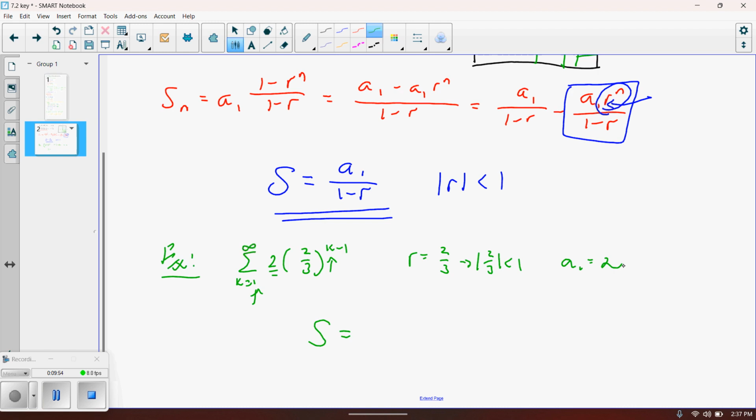So then according to our formula, it's 2 over 1 minus the r value, which is 2/3. So we get 2 divided by 1/3. Dividing by a fraction is multiplying by its reciprocal, so we get 2 times 3, which is 6. So the sum of this particular series, and it's an infinite series, adds up to 6. Okay, really not a difficult process to do.